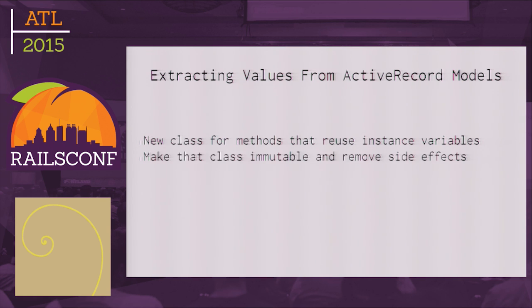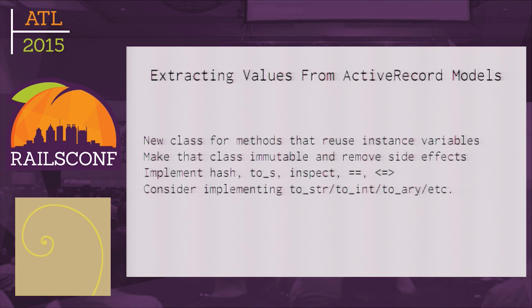To make that class into a value, we'll make it immutable and remove its side effects. That doesn't mean a method can't have a local variable that changes, because that's usually an easy way to write methods. But from the outside, you can't even see that it's there. We always get the same answer for the same arguments. When we extract those values, they'll want the common Ruby methods I talked about on subject, and maybe some less common ones, like if the value can be used in place of a string or integer, like subject can be used in place of a string, then it'll want to_str or to_int.